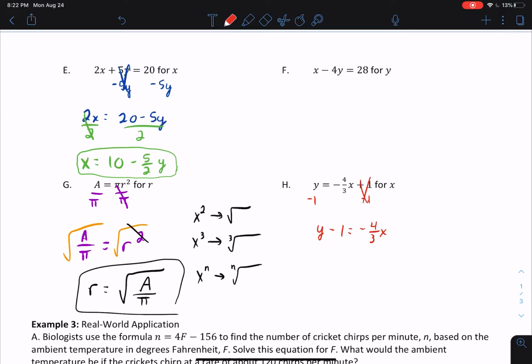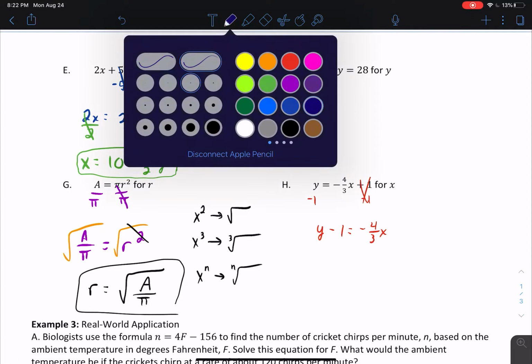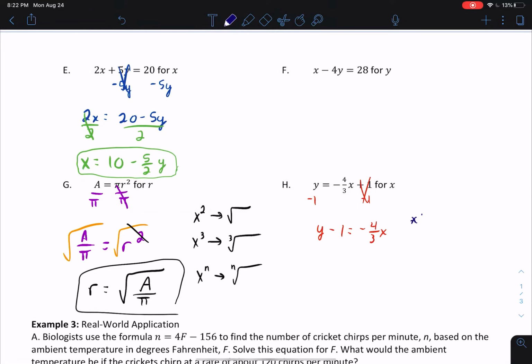So negative 4/3 is multiplying x. So in order to undo multiplication, I need to divide. However, remember, when we divide fractions, we multiply by the reciprocal. Okay, so I'm going to multiply both sides by negative 3/4. And that's going to leave me just with x on one side, which is good. That's what we're solving for.